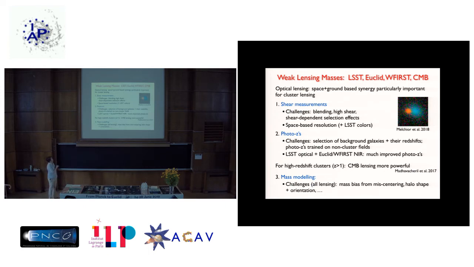So for the shear measurements, one, in clusters, we're going to encounter blending. This, of course, is a much bigger concern for LSST and for the space-based probe. But we also have higher shear. So we have to worry more about shear-dependent selection effects. And for photo-zs, it really helps if we're able to select a clean sample of background galaxies. And so this is where combining the LSST optical plus the near-infrared will give us much better control for photometric redshifts and the selection of galaxies.